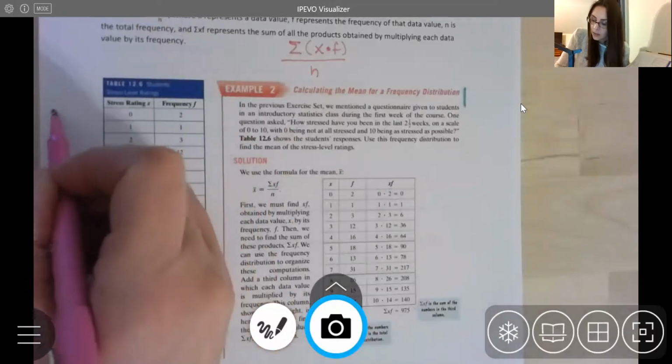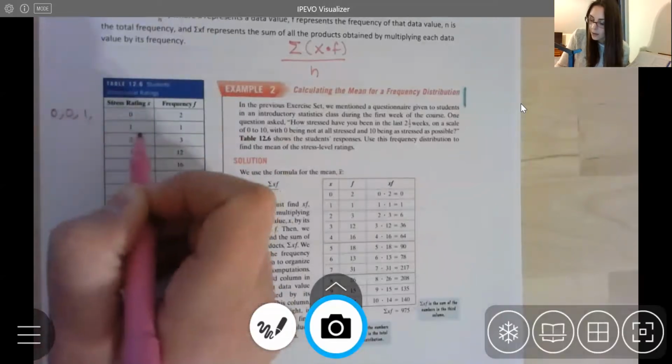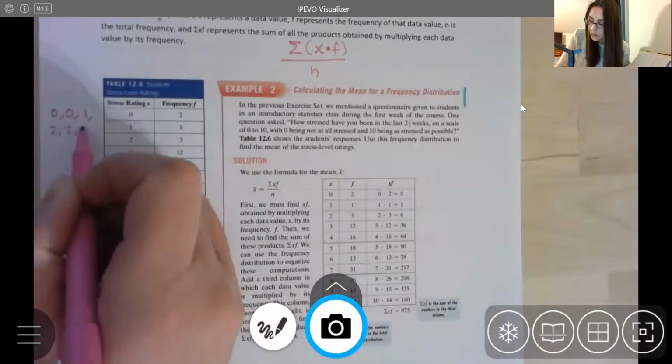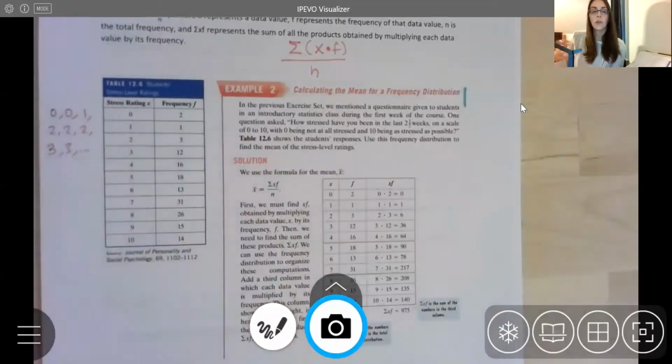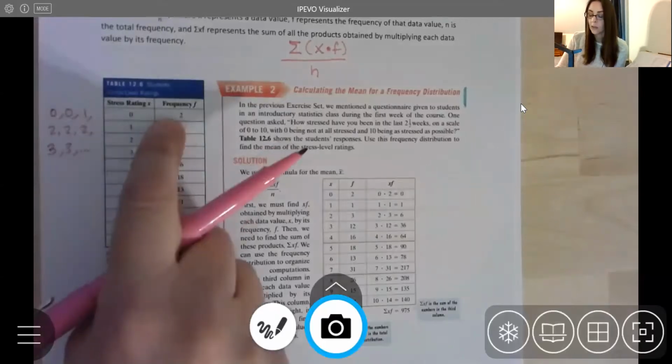So instead of writing out this data set, okay, so I have 2 zeros, I have a 1, I have 3 2s, I have 12 3s, it's just too much to write all that out, right? I don't want to have to add up these numbers individually. So the shortcut way to do it is to use our frequencies.